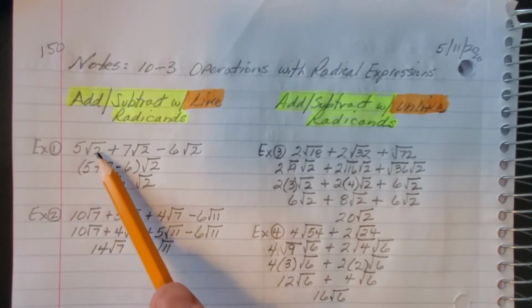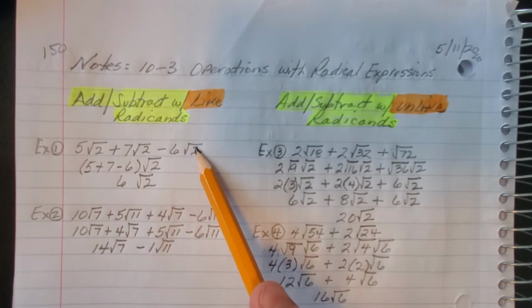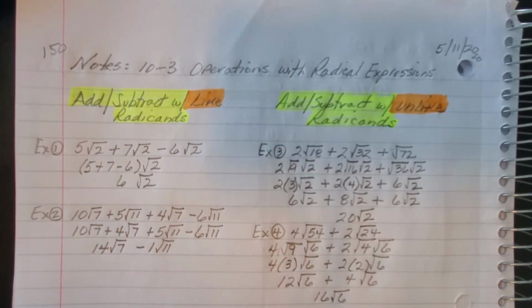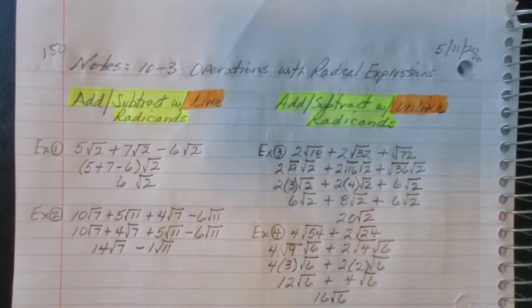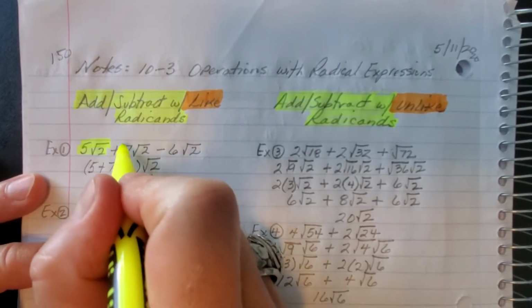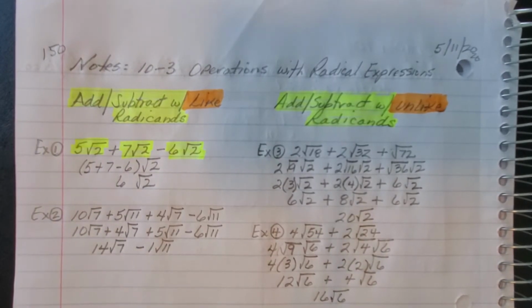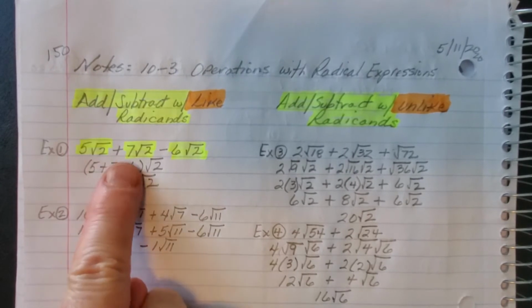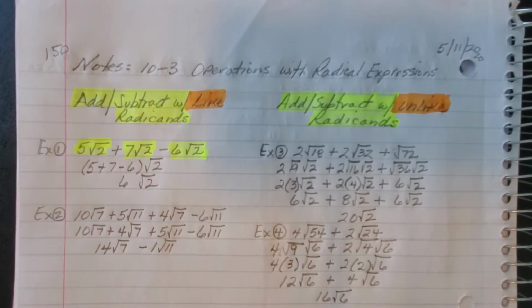This is like having 5x plus 7x minus 6x. If the radicands are the same, then you can add the numbers in front of the radicand. So these are all the same. So you have three terms. Remember, terms are separated by plus or minus signs. So you have this term, and this term. Okay? So if we have that, radicands are all the same. We can add 5 plus 7 minus 6, and we get 6 square roots of 2. That's how you simplify that.